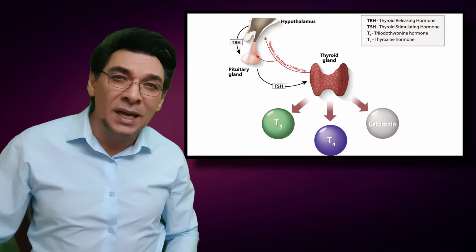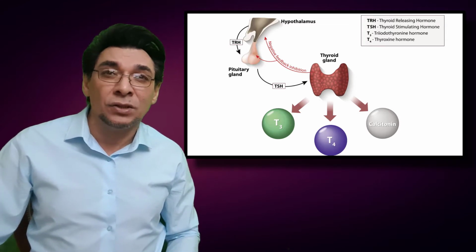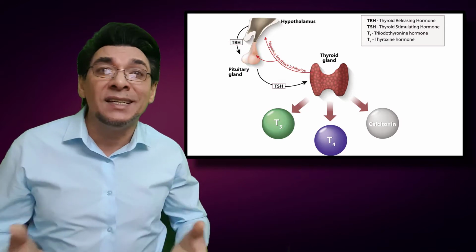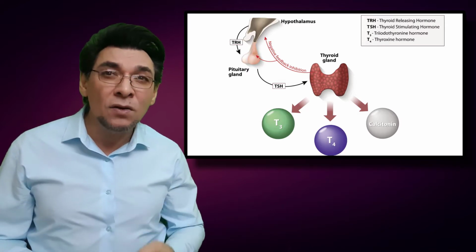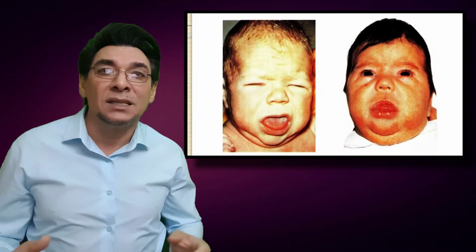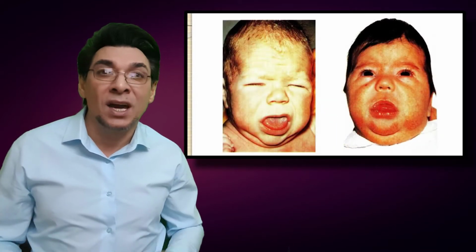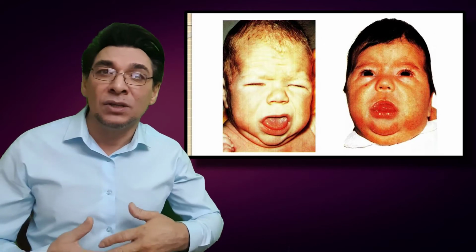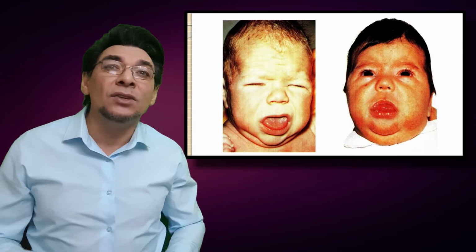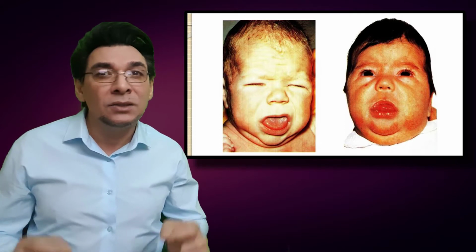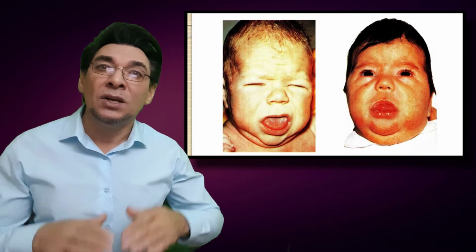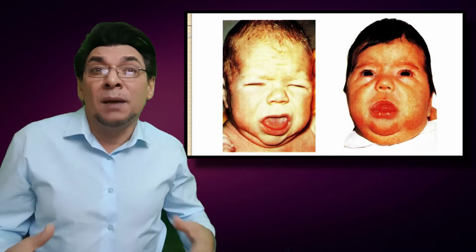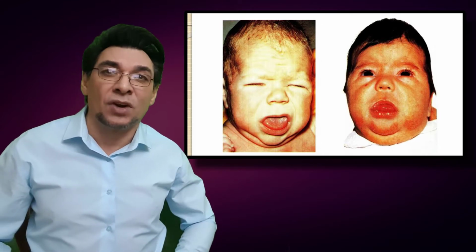Without a normal rate of thyroid hormone secretion, growth and development cannot proceed normally. A lack of thyroid hormone is called hypothyroidism. In infants, hypothyroidism can result in cretinism, characterized by mental retardation, short stature, and abnormally formed skeletal structures.